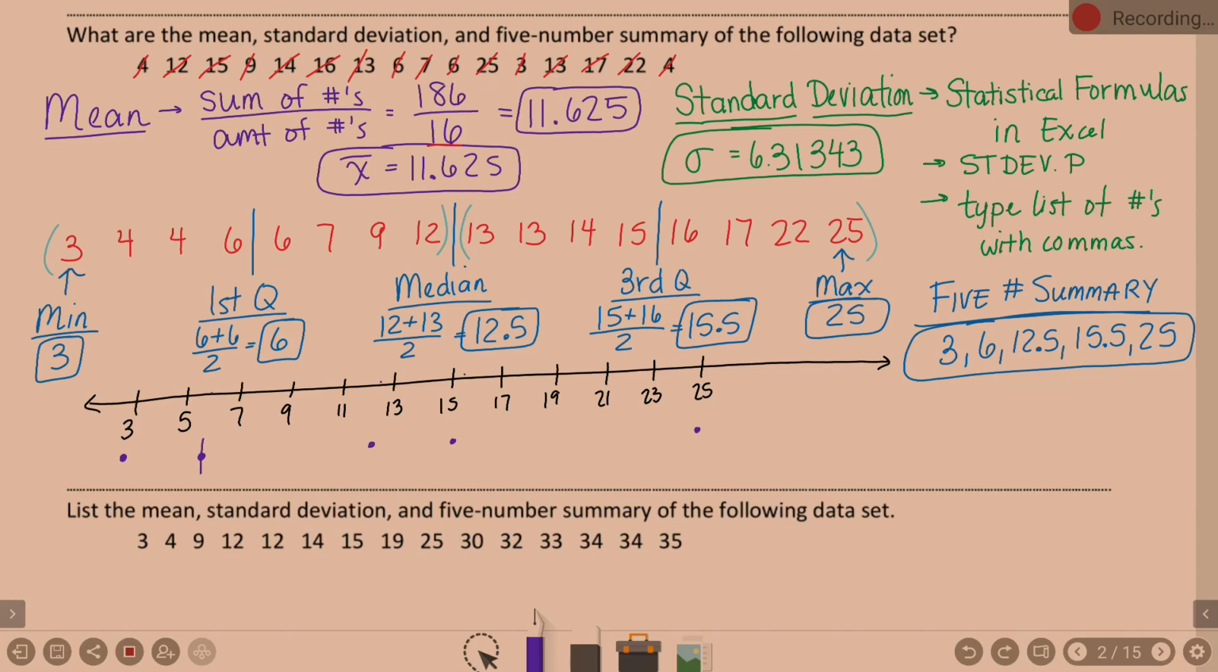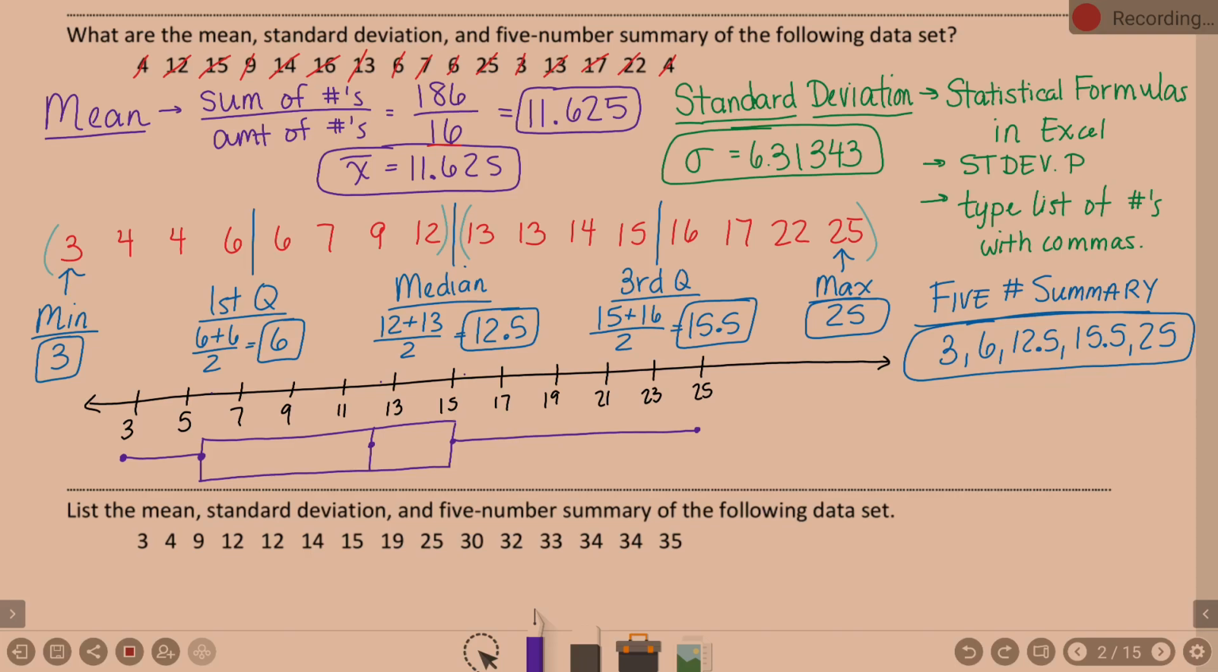Okay, your box involves the middle 3 points, so your quartiles and your median. You draw vertical lines through those and create the box. Your whiskers are these values out here. Okay, it's a box and whisker plot.